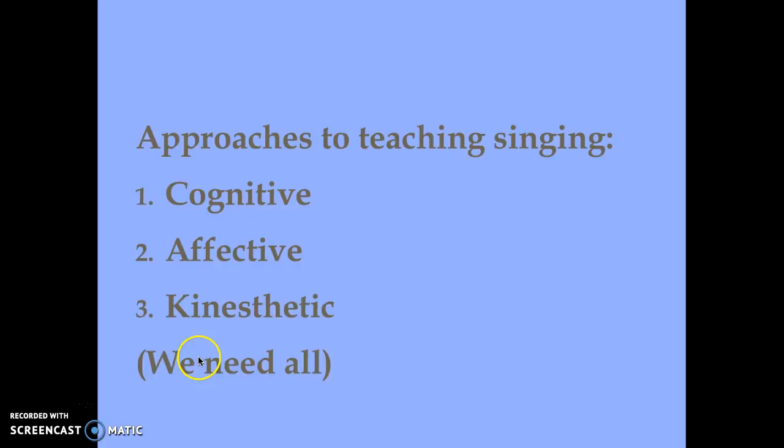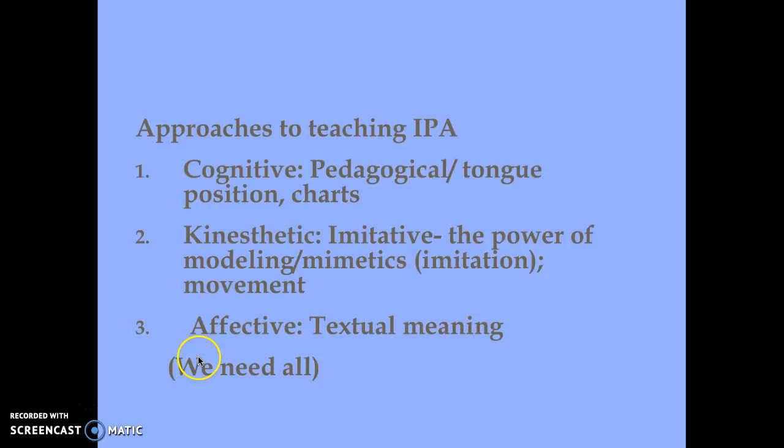Just as there are three approaches to teaching singing, cognitive, affective, and kinesthetic, and of course we need all of them, there are three approaches to teaching IPA as well. In the cognitive domain, we have our pedagogical aspects, tongue positions, charts, symbols, etc. In the kinesthetic domain, we have the imitative approach to languages and teaching IPA through imitative means so that the correct sound is associated with each letter. We also can include modeling, mimetics, and movement that is associated with particular sounds.